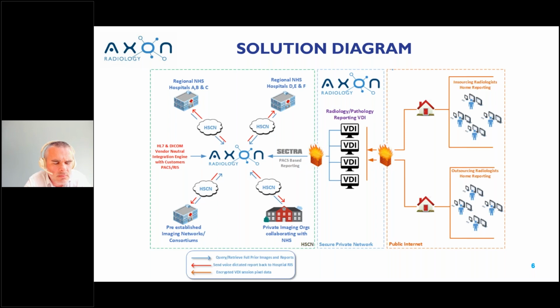And on the right of this diagram, you'll see that regional hospitals can plug into this network. So hospital A, B, C, D, E, F, they all might be part of a consortium. Also, pre-established imaging networks or consortiums can also plug in. So if you wanted to eventually join two consortiums together or create a national network, that could be done very easily. And also private imaging organisations that collaborate with the NHS can also plug into this network very easily, the likes of InHealth or Alliance, people like that.